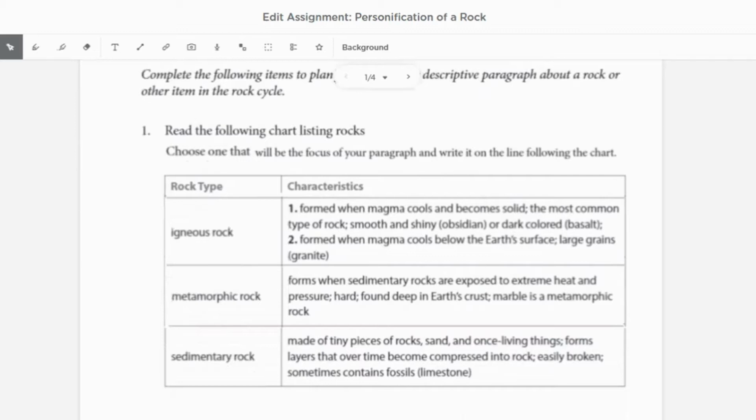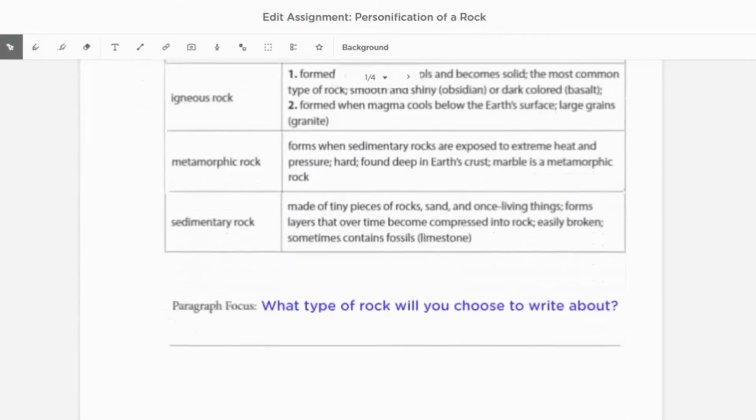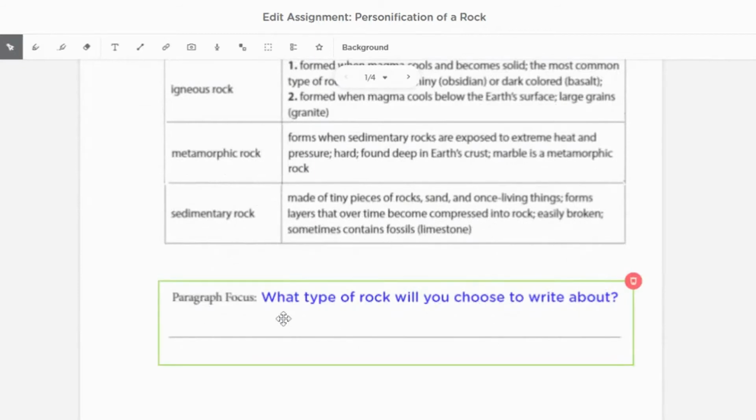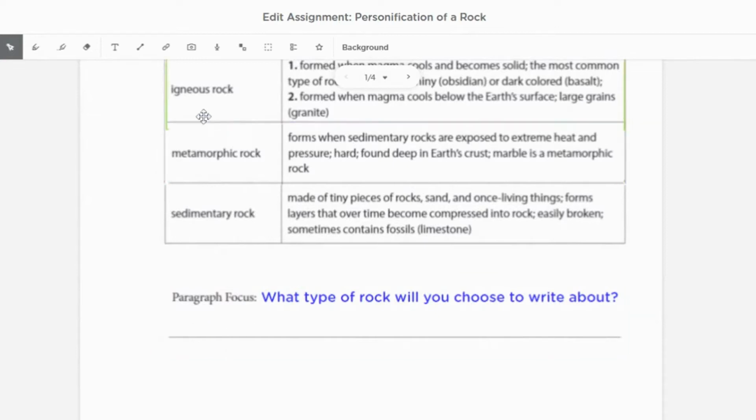You're going to choose one that will be your focus for your paragraph, and then you're going to write it on the following line down here below. What type of rock will you choose to write about? And I don't care which one you choose. You can choose any of those 3.